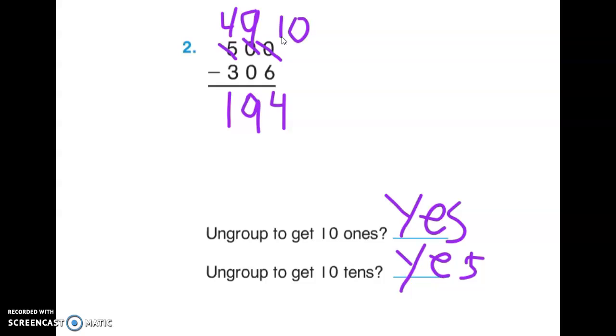All right, good luck on 6-10. Again, more subtraction. Focus in. When are you ungrouping? Do you need to ungroup? Can it be easy, or do you have to ungroup? Good luck.